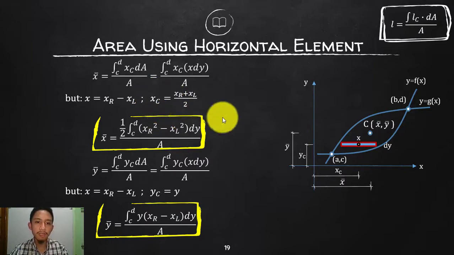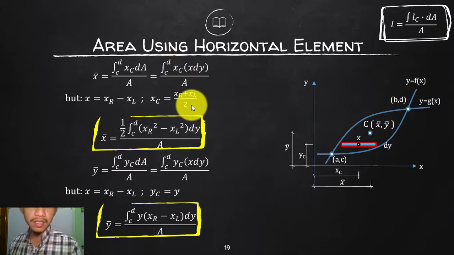So now all we need to do is substitute your xc and x. X is xr minus xl, and then xc is xr plus xl over 2. So how does that happen? Let me show you, since I did not write it there. Let me show you here on the blackboard. Again, originally, what is our limit? Since we are using horizontal strips, we should get the limit on the y-axis, since we will be moving vertically. So c to d.